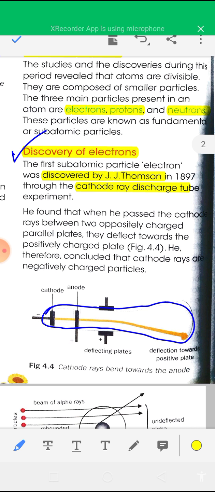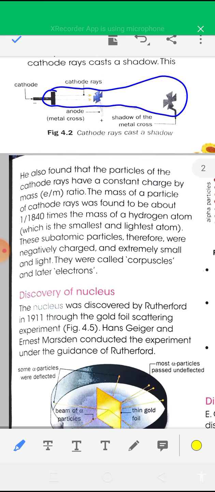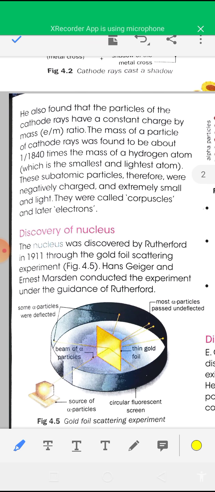J.J. Thompson found that when he passed the cathode rays between two oppositely charged parallel plates, they deflected towards the positively charged plate. Therefore, he concluded that cathode rays are negatively charged particles. He also found that the particles of cathode rays have a constant charge by mass ratio, and the mass of a particle of cathode rays was found to be about 1 by 1840 times the mass of a hydrogen atom.